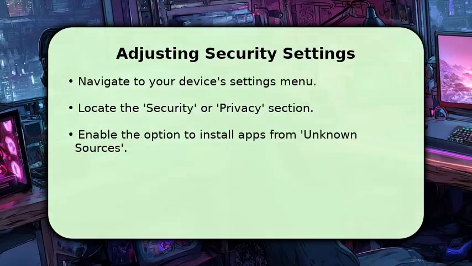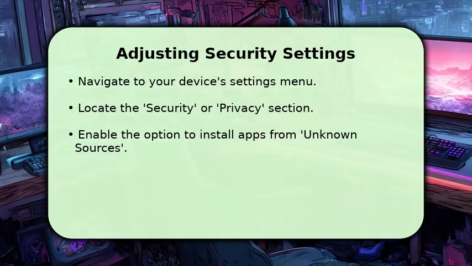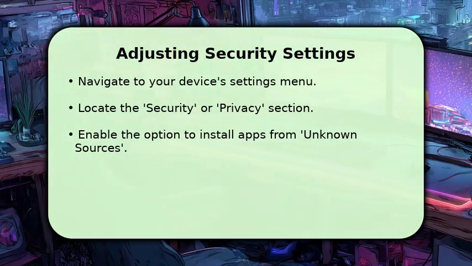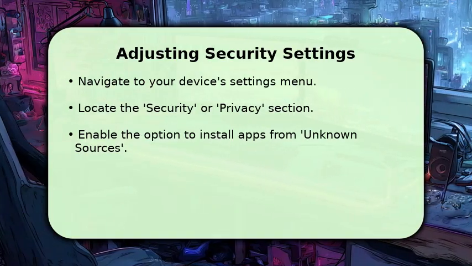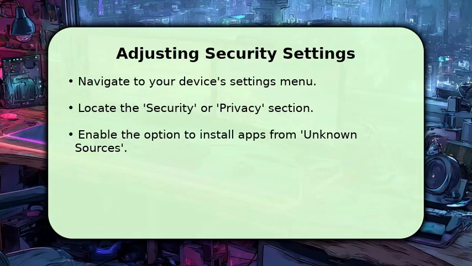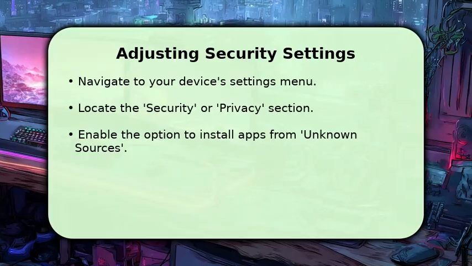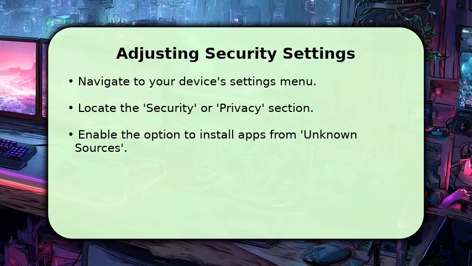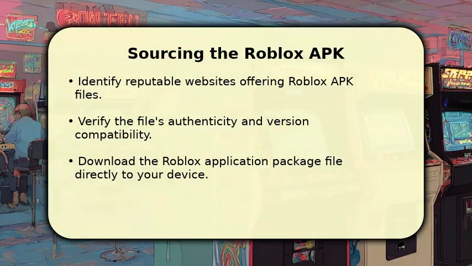To begin, open your device's main settings menu. Scroll down and tap on either Security or Privacy, depending on your Android version. Within this section, find and enable the option labeled Install Unknown Apps or Unknown Sources. Your device might present a warning message. Simply confirm to proceed. This crucial step allows your phone to install applications not downloaded directly from the Google Play Store.